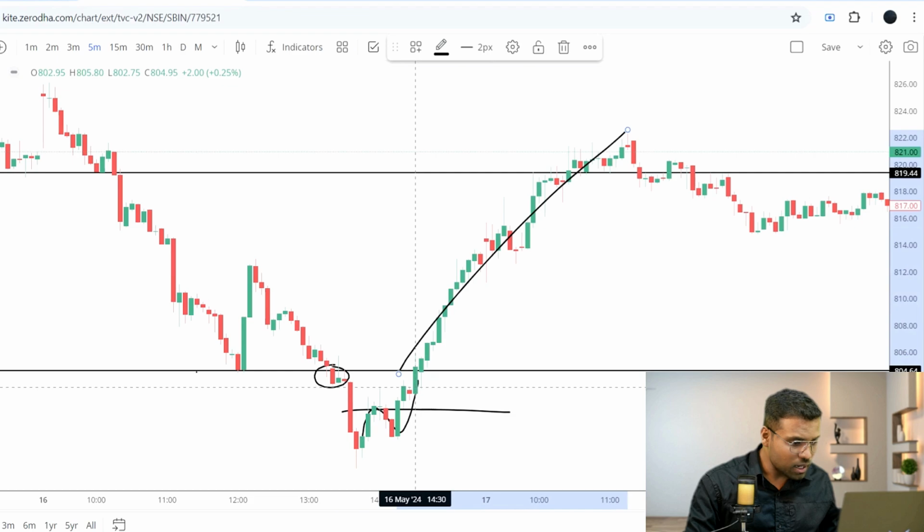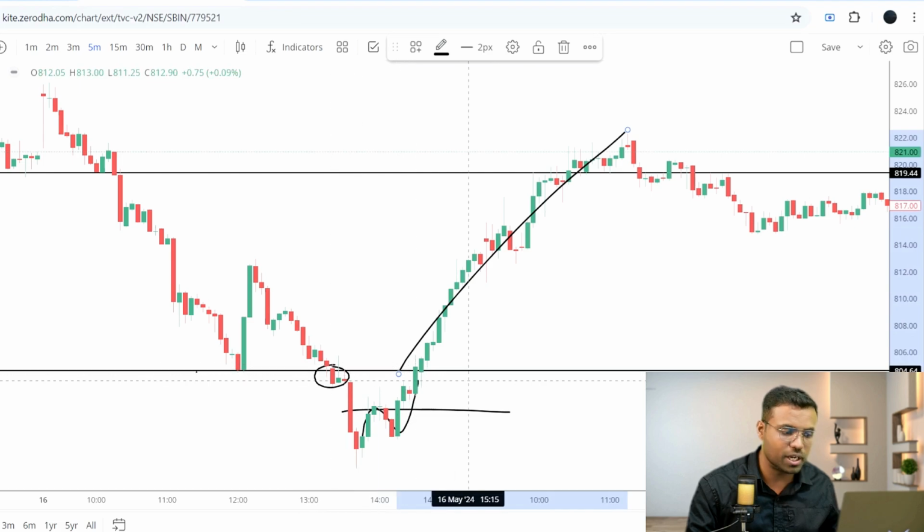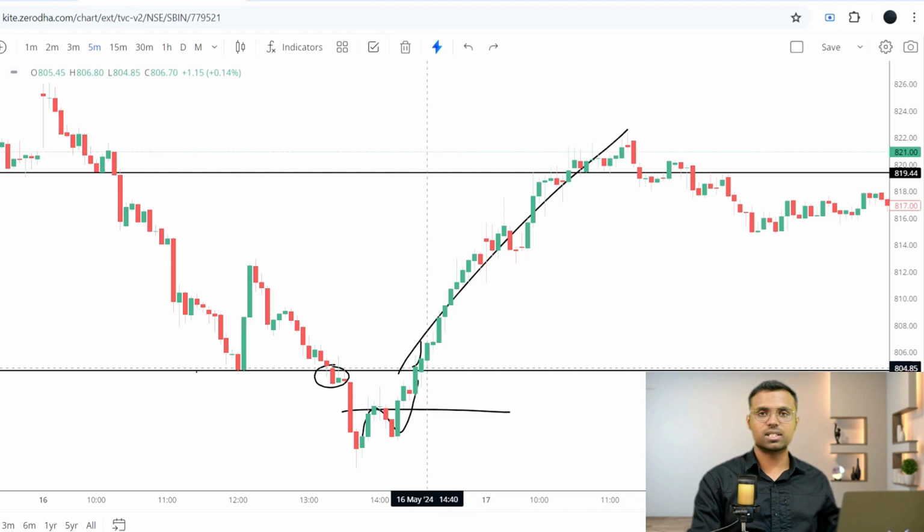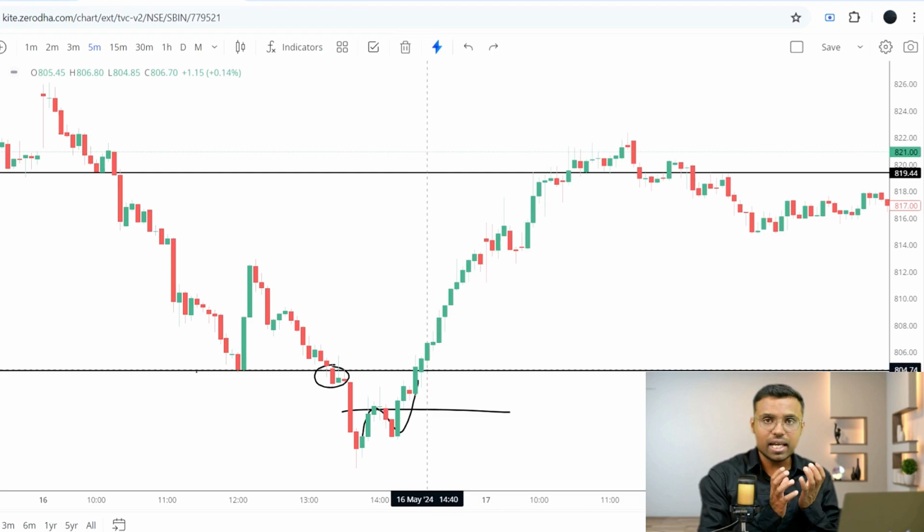Now, to continue on our discussion, at 2:30, I have a green candle closing above this domination candle. You can consider the 2:30, 2:40 candle, anything. Both are closing above. Very interesting. Now here is the area where I will start planning my buy trades.